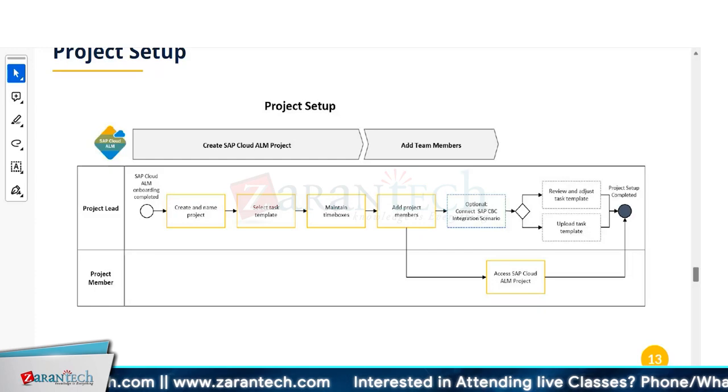And then when you have added the project members, you have to give them roles, right? Maybe based on a team there will be a lead and different people working under the lead. So you can give different roles to different teams, right? Again, connecting to SAP CBC integration is optional. If you don't want to use it, it's optional. And so once you have added the project manager, milestones and sprints, then your project setup is completed, right? That is the starting point of your project implementation in Cloud ALM.